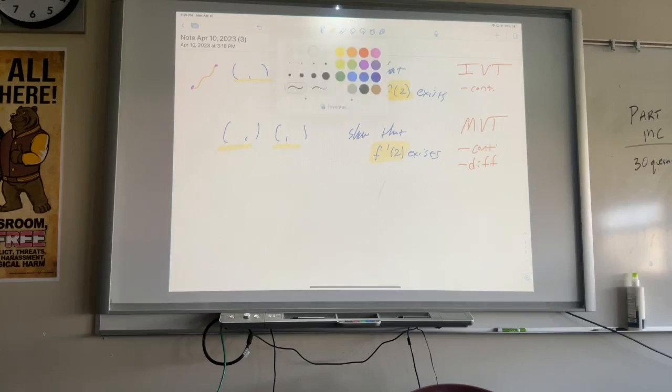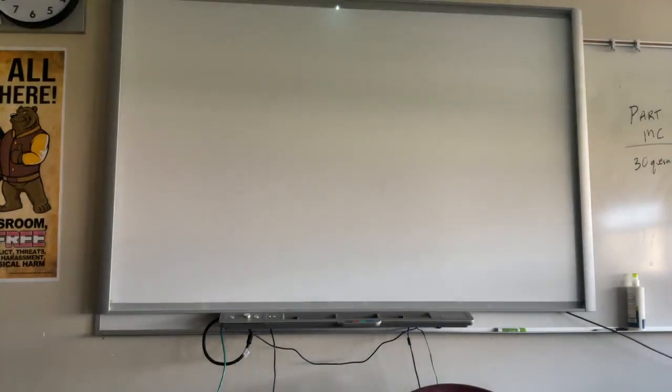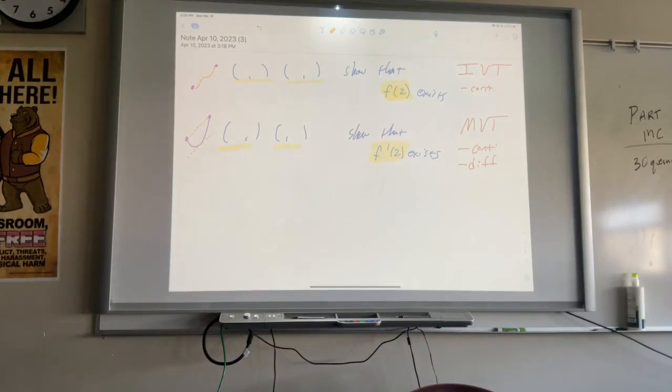Here's what MVT means. There's a point here, there's a point here. If my curve looks like this, there is a point somewhere on the curve where the tangent line is parallel to the secant, so the average rate of change and instantaneous rate of change are equal. Does that make sense? So for f of a number, use IVT; for f prime, use MVT.